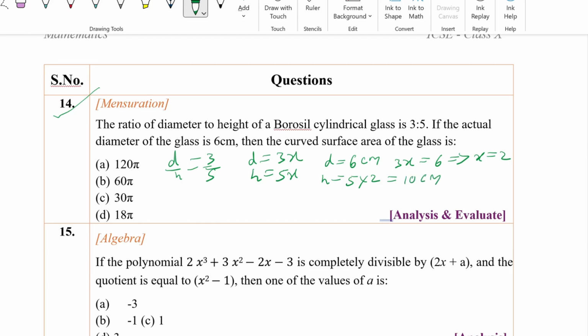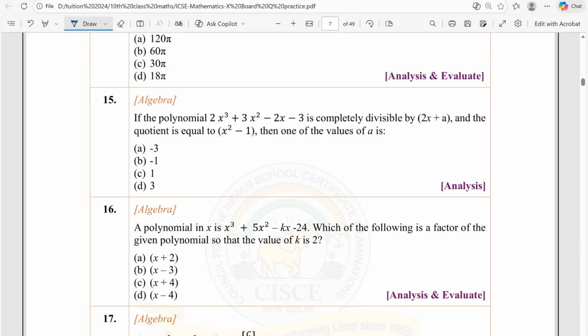Now find the curved surface area, that is equal to 2 pi RH. 2 pi, diameter is 6 so radius is 3, height is 10. This is 60 pi. So the answer is this one.